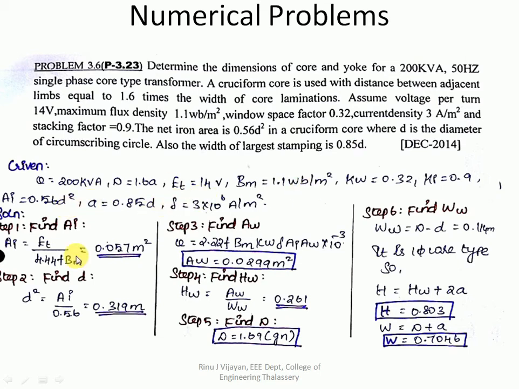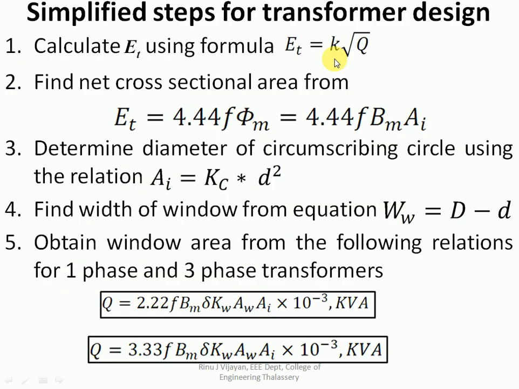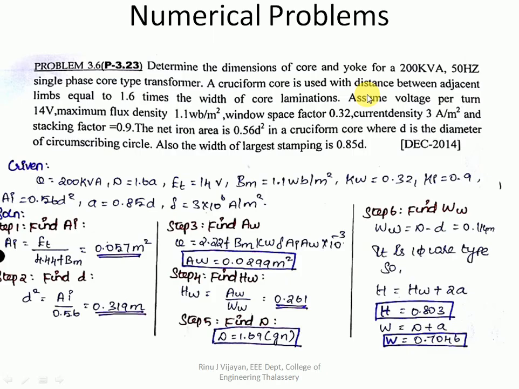Now let's look into the steps. The first step is to calculate the value of EMF per turn using the formula ET is equal to K into square root of Q. We have already studied the derivation of this relation and the problem associated with it. But in this problem, the value of EMF per turn is already given, so you don't have to find it out. So we can skip step 1.